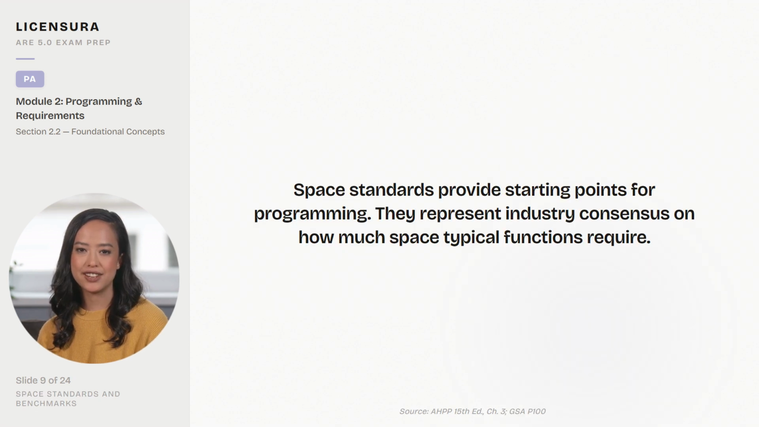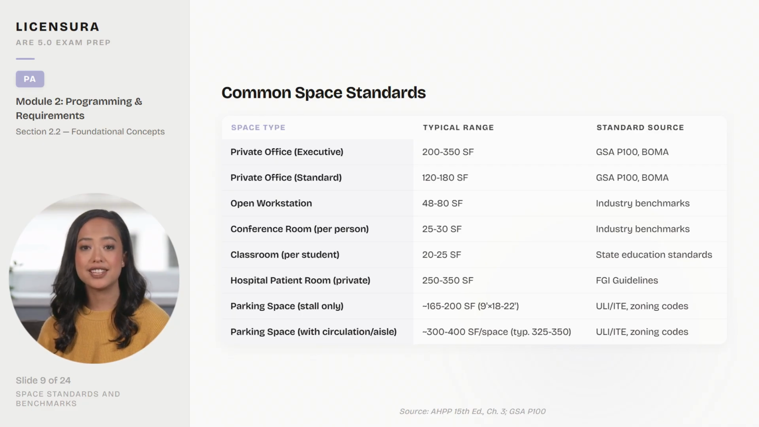Space standards provide starting points for programming. They represent industry consensus on how much space typical functions require. While every project is unique, standards prevent you from programming a 50 SF conference room for 12 people. The space standards on screen give you industry benchmarks for common room types.